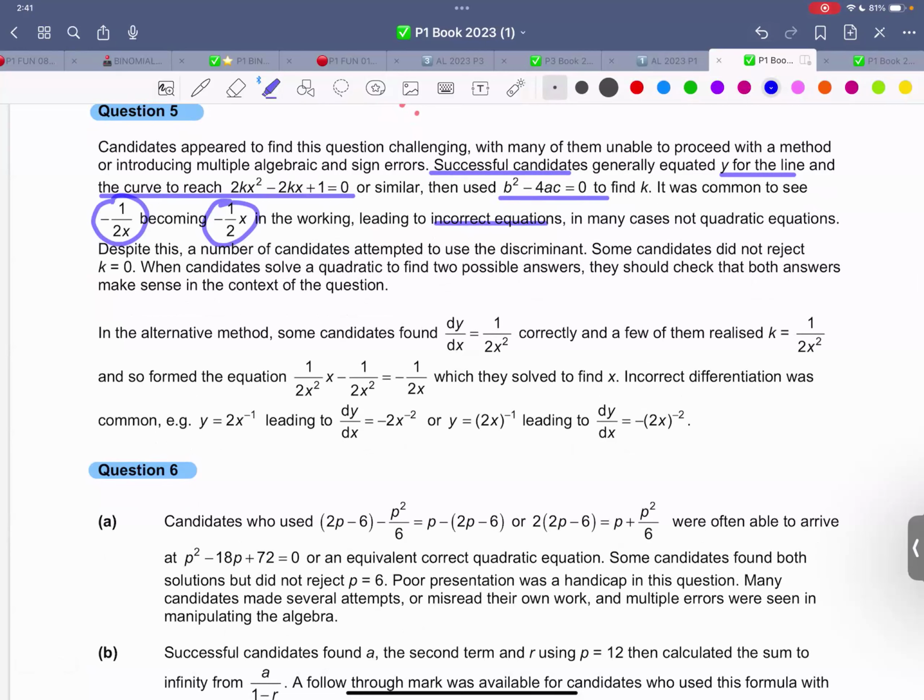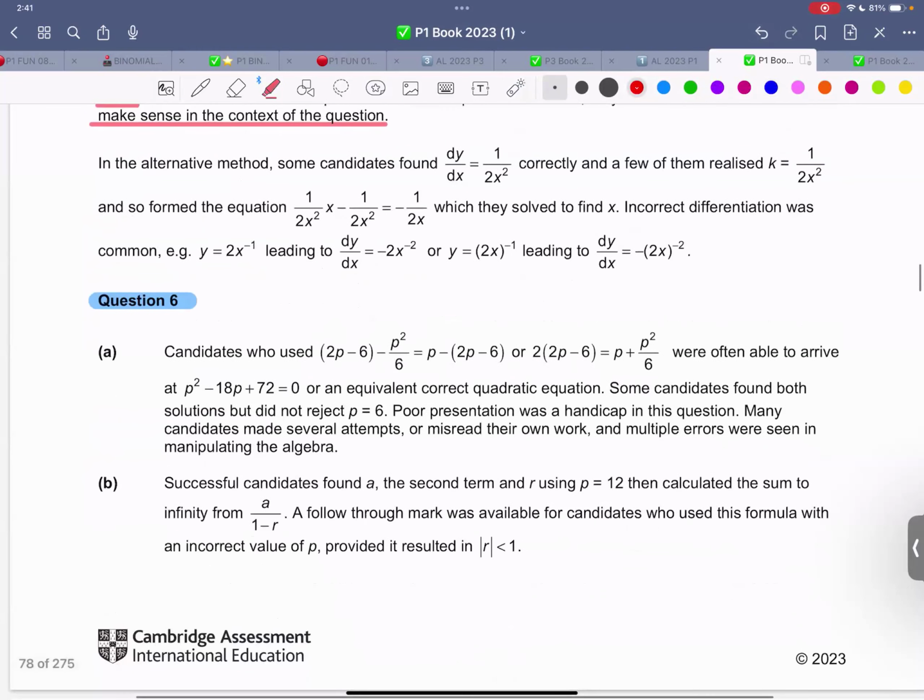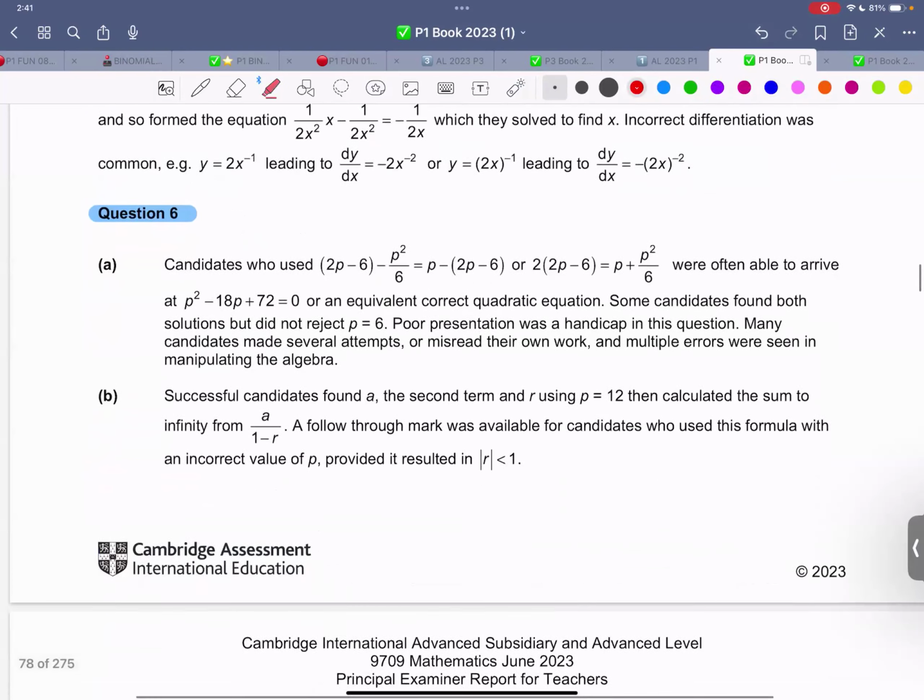Despite a number of candidates attempting to use the discriminant, some candidates did not reject k equals 0. Very important. It said clearly k is positive. When candidates solve a quadratic equation to find two possible answers, they should check both answers make sense in the context of the question, correct? In the alternative method, some did it by differentiation. I don't want to read this.